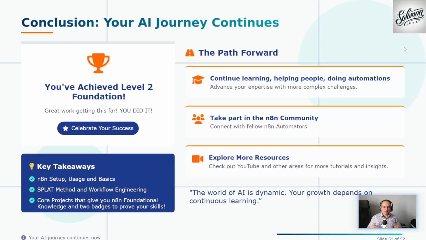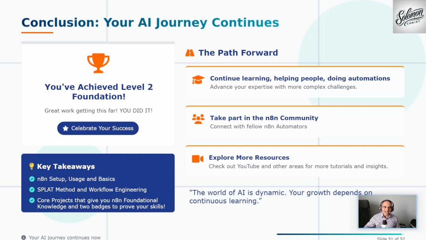Congratulations! You've completed the second level of the foundations of AI and automation. You've worked hard and you've achieved some incredible success. You learned how to set up n8n, you learned how to use it, you even learned the basics about it. You learned the splat method, and you learned how to engineer and design various workflows. You completed a core project, and you even did the 2 main foundational courses offered by n8n, earning you 2 badges. The journey doesn't stop here.